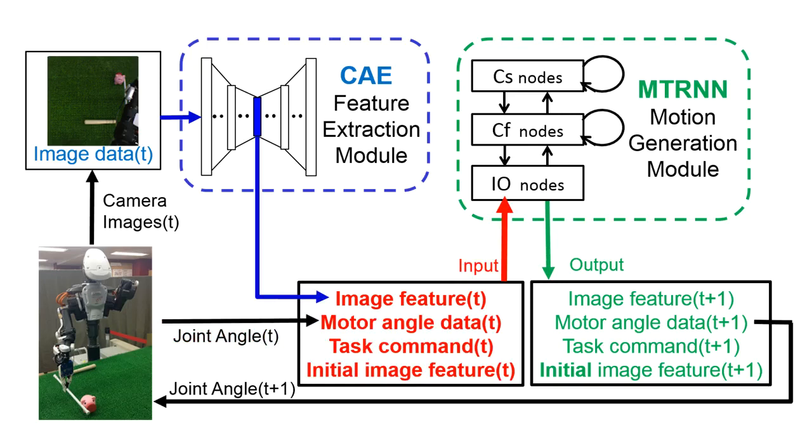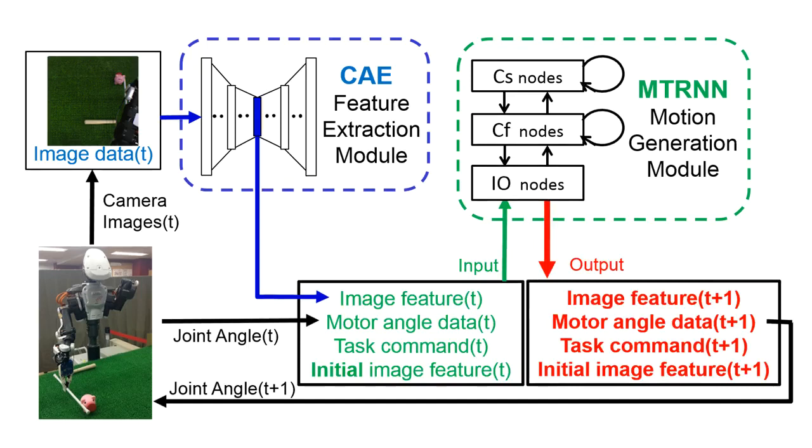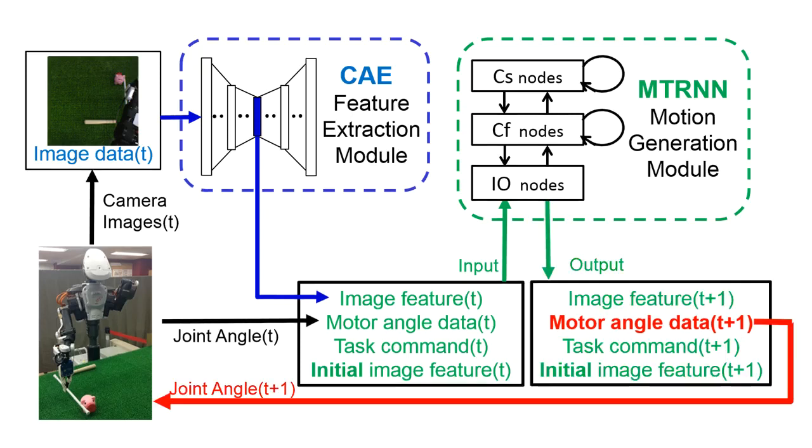At this time, we put in a task command, which tells an order by a human, and an initial image feature, which can prevent lack of information about the environment, even if the tool or object cannot be seen because it is occluded by the robot arm. All the data are learned by the motion generation module, and it outputs the next time step data. Then the robot can move according to the output motor angle data, and repeat this again and again.